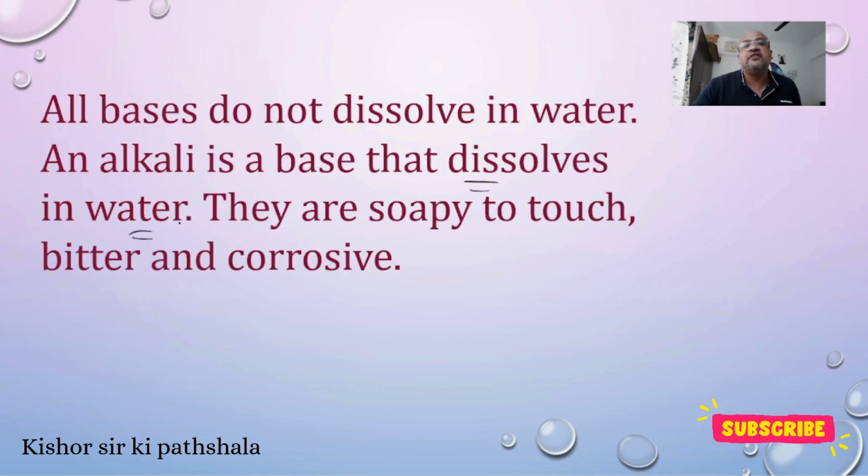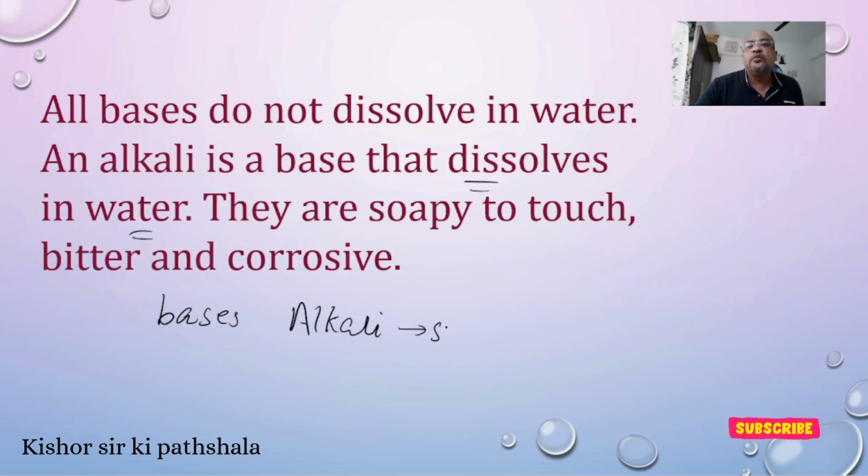So the difference between bases and alkalis is that alkalis are bases which are soluble in water. That's the reason they are called alkalis. They are soapy to touch, bitter and corrosive in nature.